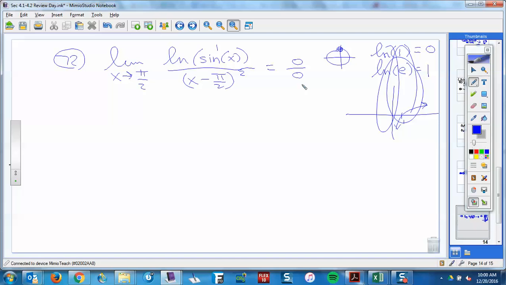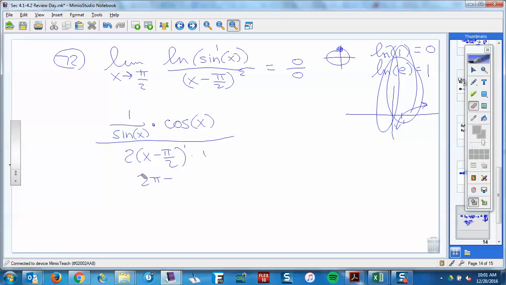We can use L'Hopital's rule. Now, we can use other stuff, but there's no other stuff that works. Factoring, none of that stuff we learned before works. L'Hopital's rule does. So now we do the derivative of the top and bottom. But you got to know your derivative rules. ln of u, the derivative is 1 over u, so 1 over sine, times the derivative of the inside, which is cosine. The bottom, we bring the 2 down in front: x minus pi halves to the first, times the derivative inside, which is 1. Now in this case, it might actually be helpful to distribute that. Usually I wouldn't. Well, I'm not going to yet.